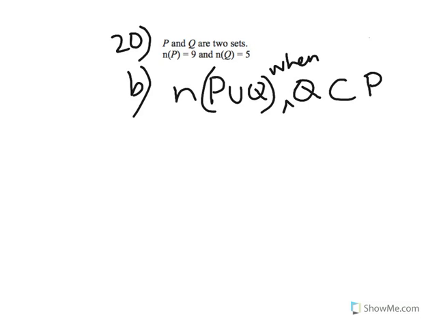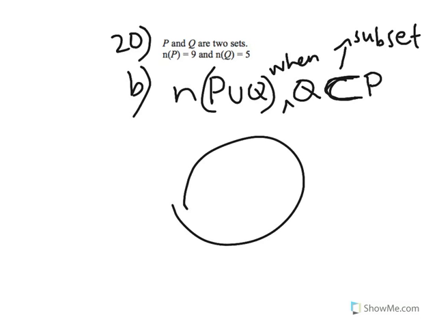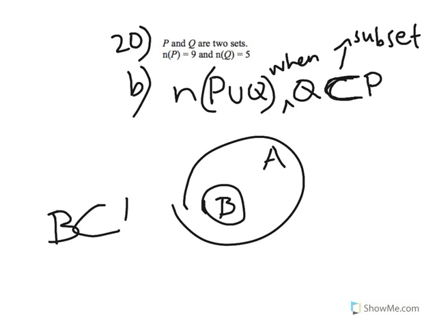So 20b is asking you to find the value of n, the number of elements in P union Q, which is what we discussed earlier, when Q ⊂ P. This is not a C, it actually means subset. And what it means is, for example, there's one set like this, we'll call it A, and then there's another set inside it, we'll call it B. So B is a subset of A, because it's like a small part of A.